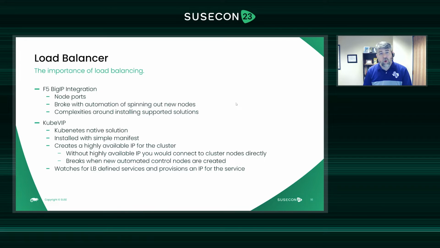However, once we started automating certain aspects of spinning out new nodes and the complexities of the solution, we found that what we were doing was having to go into F5 and update our node ports regularly. Now, I do know that there is probably some great solutions around this for F5 in general, and certainly a lot of options available. However, one of the things that our quick start support representatives told us was that we might want to look at KubeVip.